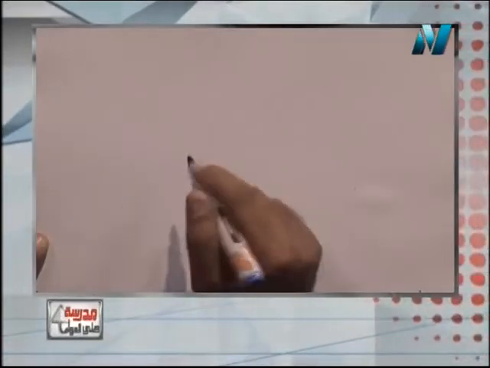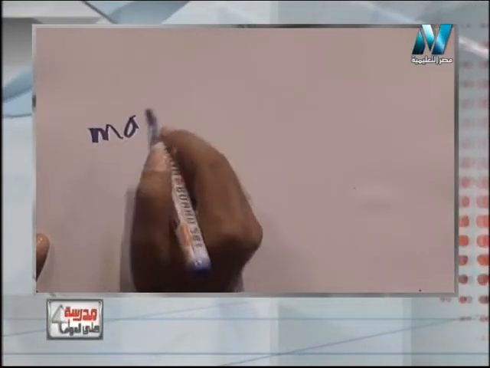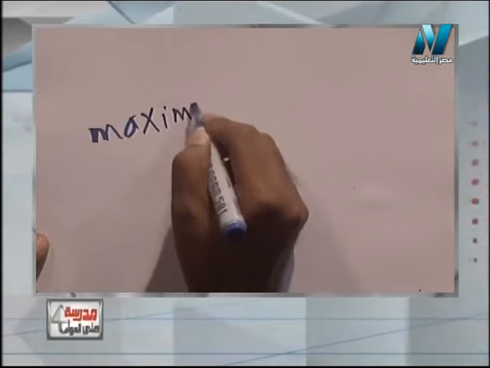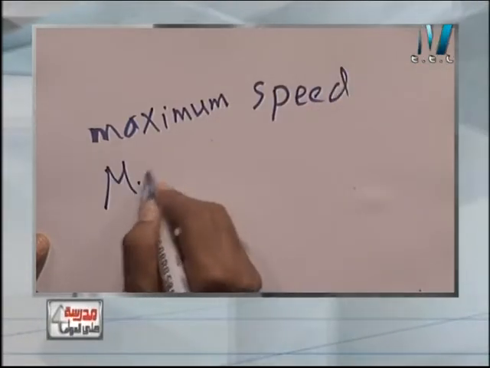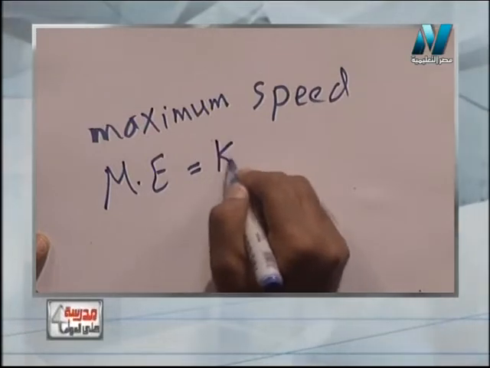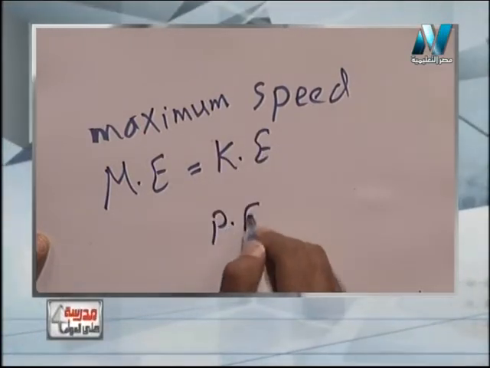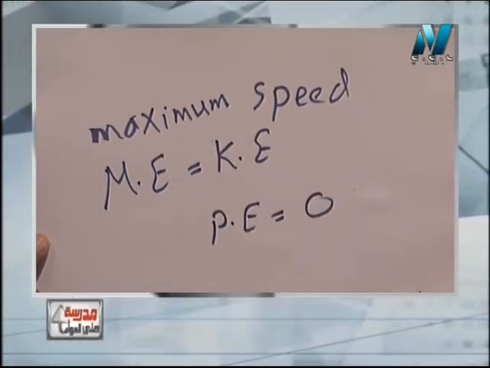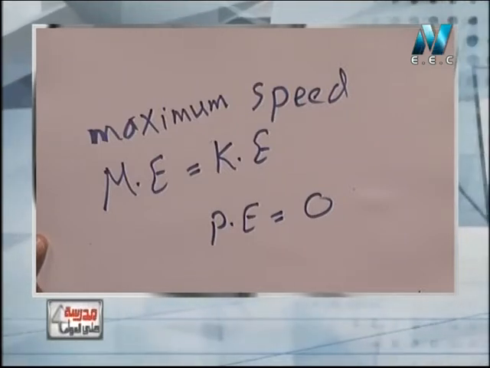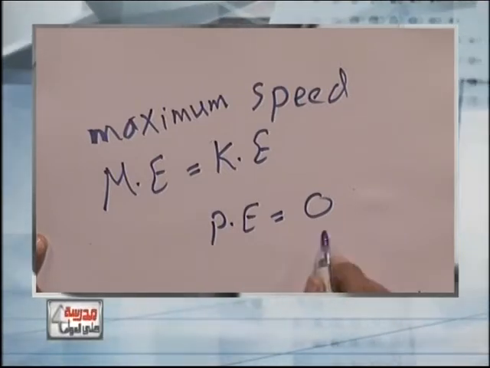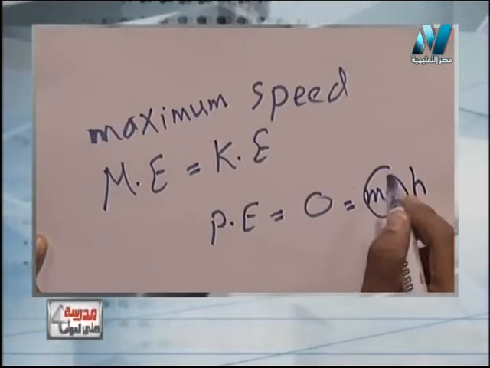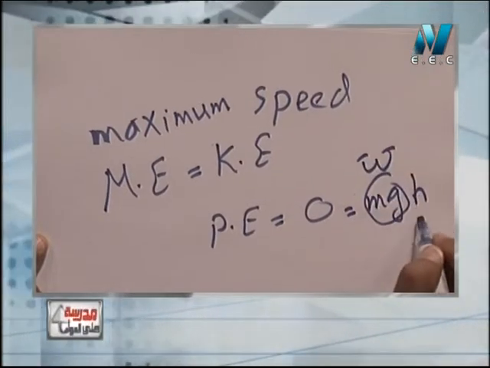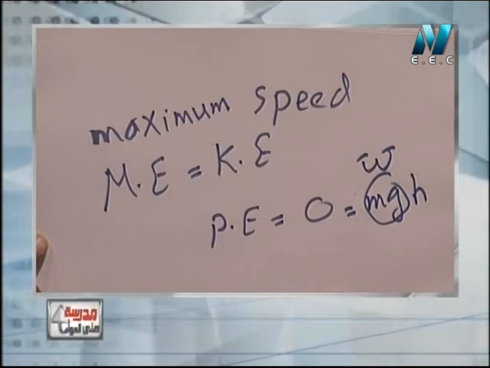But at maximum speed, mechanical energy equals kinetic energy, because potential energy equals 0, especially on reaching the ground. Before reaching the ground directly, potential energy equals 0. Why? Because it equals mgh or wh, and h equals 0, no height, so it will be 0.